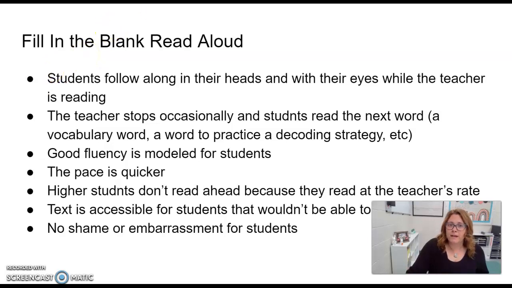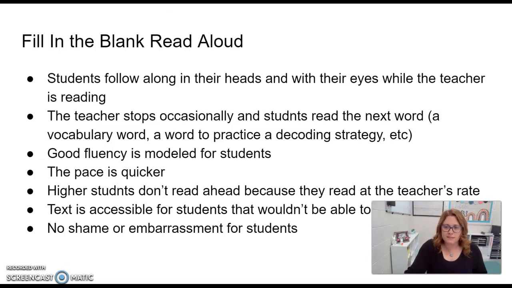Next, we have fill in the blank read alouds. This is where the teacher reads. And with a Journeys text, it really is a read aloud experience for our students. So when the teacher reads aloud, they're able to model what good fluent reading looks like. While there's no embarrassment or shame to students because they're simply following along with their eyes. However, the teacher may stop at certain words that might be vocabulary or a specific word with a decoding skill the class is working on.